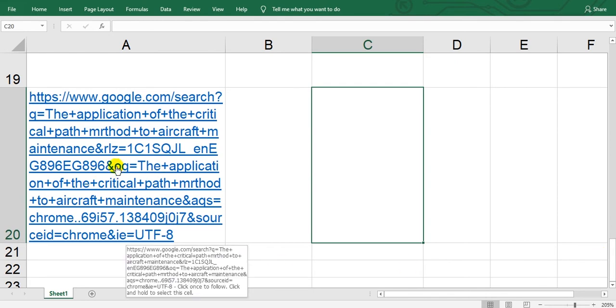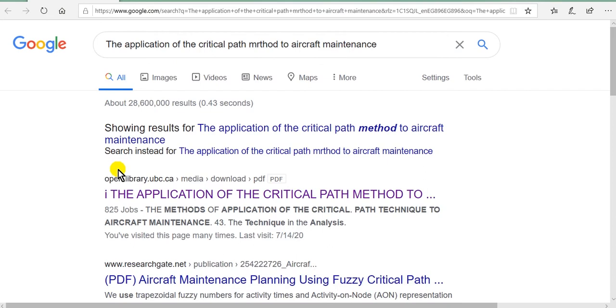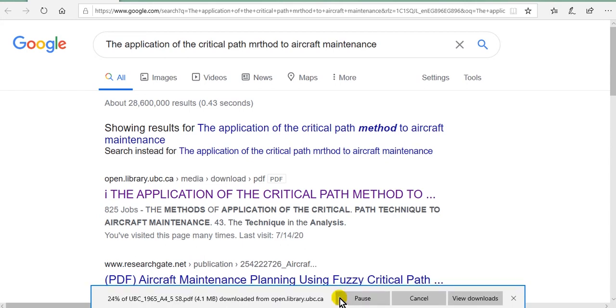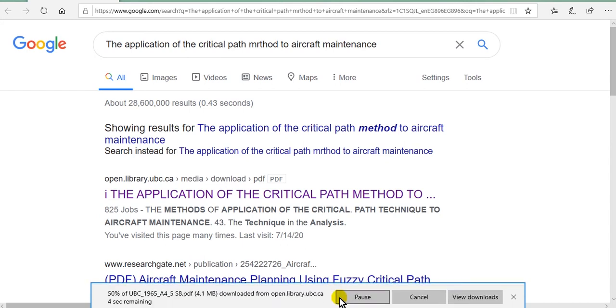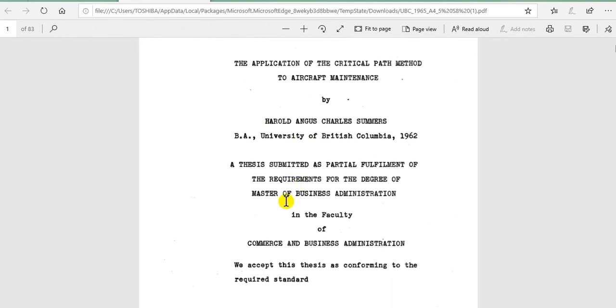For this study, in Google here, I will show you this file. Open it, do not save. You will see this is a study in the Faculty of Commerce at the University of British Columbia.